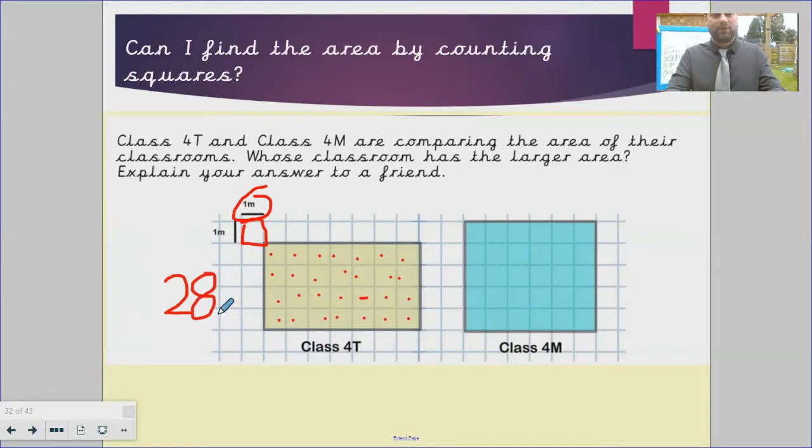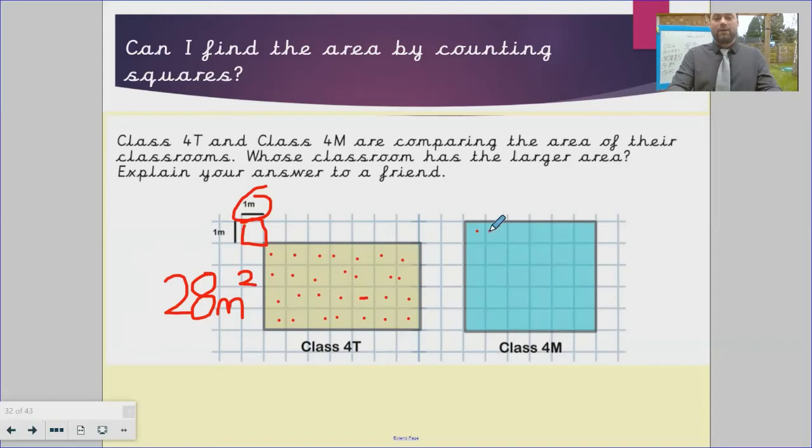The unit we're measuring in is meters for this question. And then we put a little 2 to show that it is squared. So 28 meters squared. Now let's go over to class 4M and see how many meter squares fit into this shape.